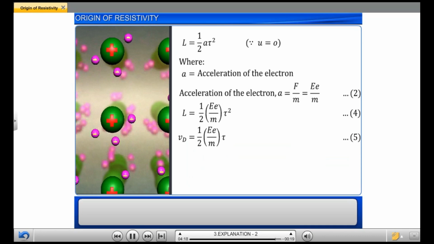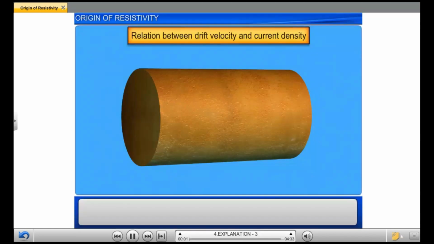Equation 5 can be further simplified to get Vd is equal to k into E, where k is a constant equal to e tau by 2m. Let this be equation 6. The constant k depends on the material of the conductor and its temperature. Let us now find the relation between drift velocity and current density.